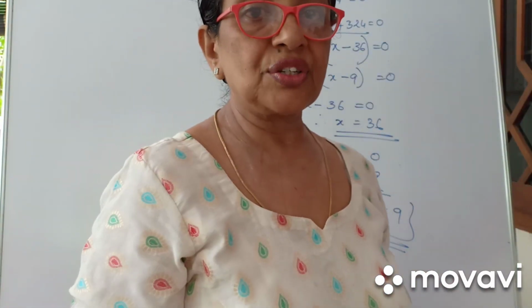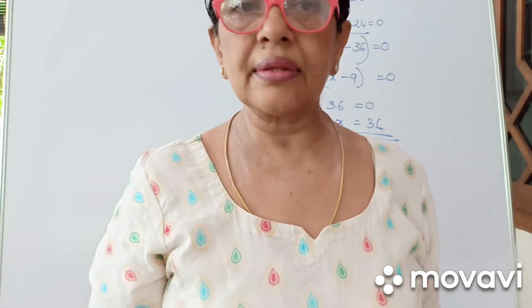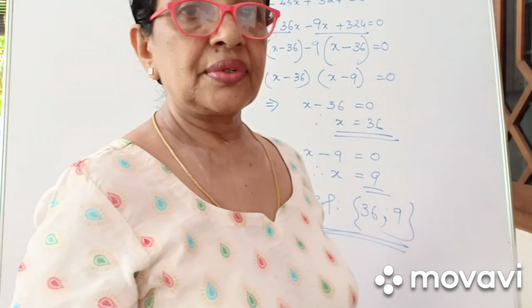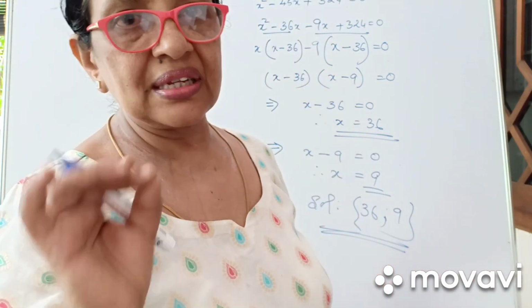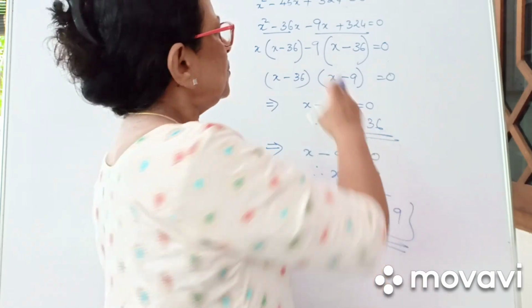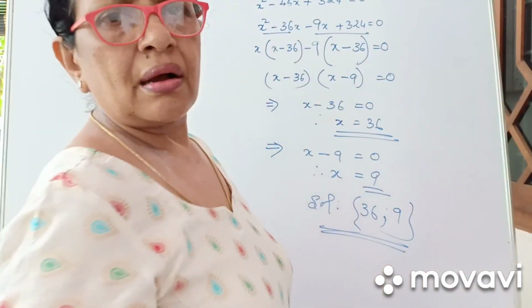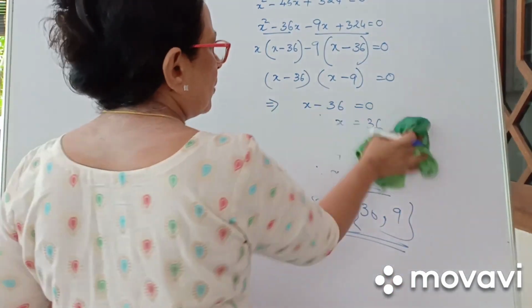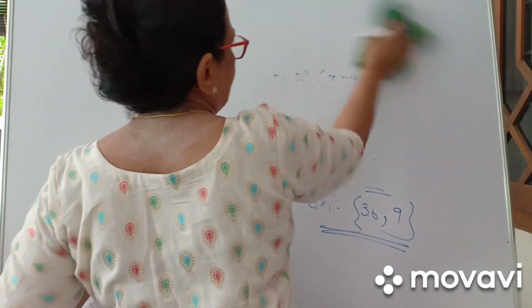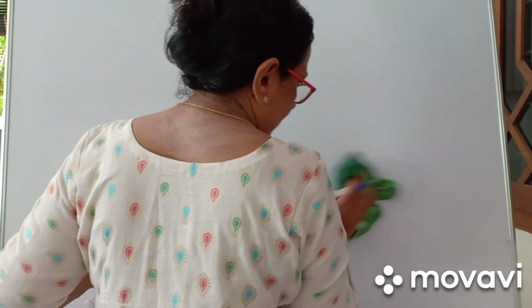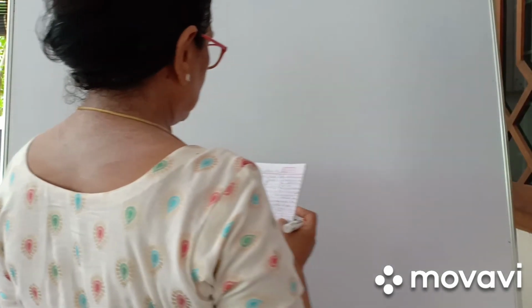So factorization is the most easiest method, and you can do it very fast. Within seconds you can do it. Just find out these factors. So we'll do one more. You will get fast. We'll do this method because this method is the most used method.